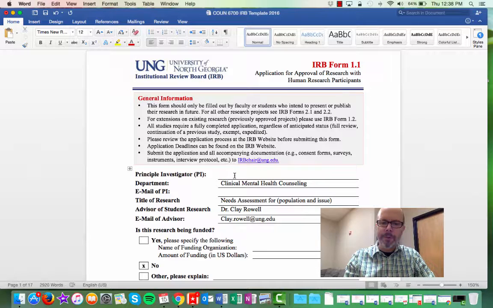All right, so if you're looking here at the first page, I've already filled in some of the information. You need to put your names here in the principal investigator line, and I would say the email that you provide would be the one for the research method student.